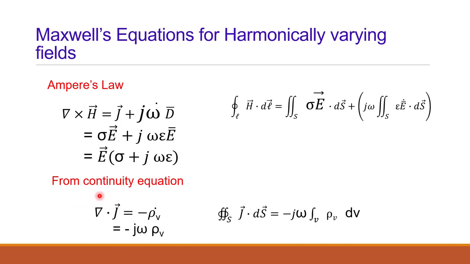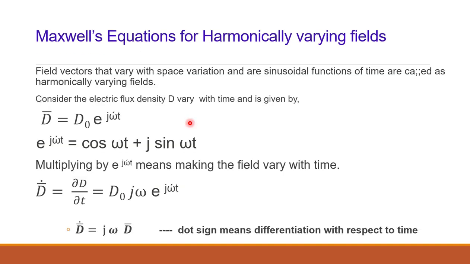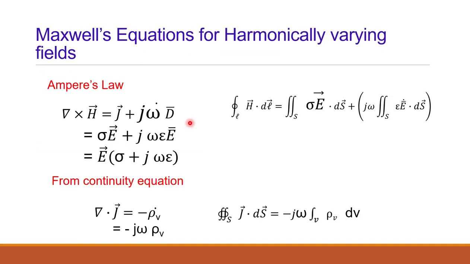Right, and from the continuity equation, what we got for time varying field, del dot J bar is equal to minus rho v dot. So this dot sign is replaced by j omega, so we can write minus j omega into rho v, and in integral form the same can be written as closed surface integration of J bar dot ds bar is equal to minus j omega volume integration of rho v dv. Okay, so all the same equations that we have written for the time varying field are changed by replacing the dot sign by j omega. These are the harmonically time varying field equations, and we are going to use these equations for finding the electromagnetic wave equation later on in the next chapter.